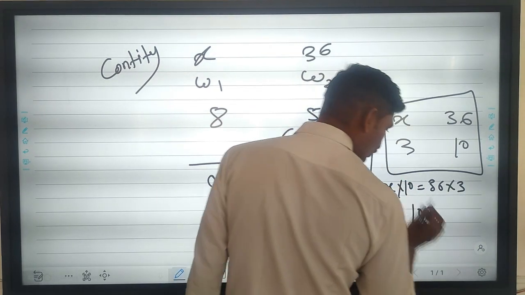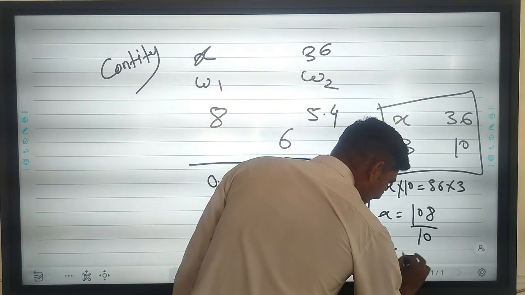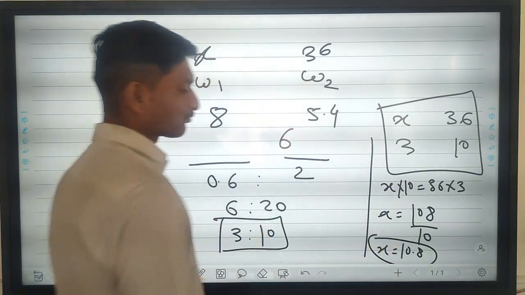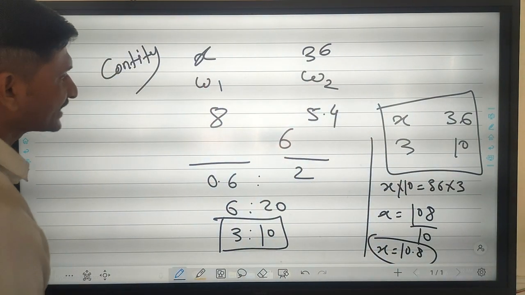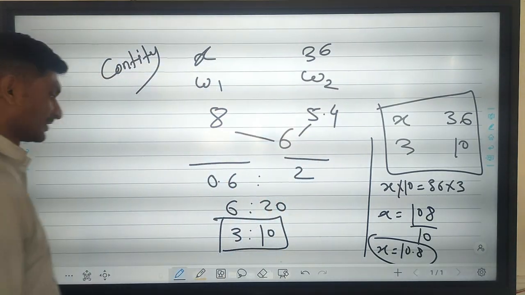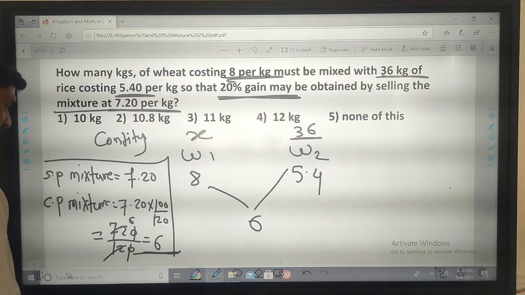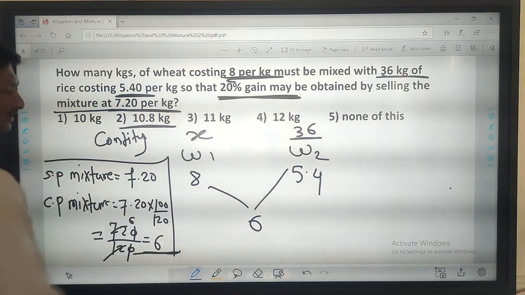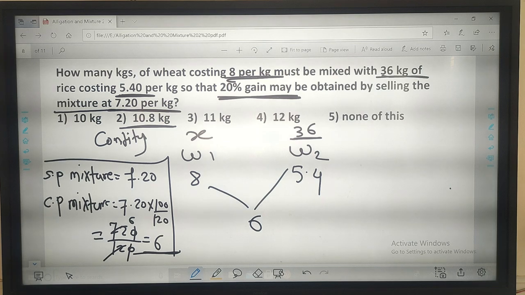108 divided by 10, then X is 10.8. Now the value of X is 10.8. Now your answer is 10.8. This is your answer.